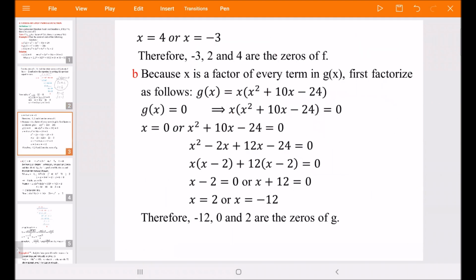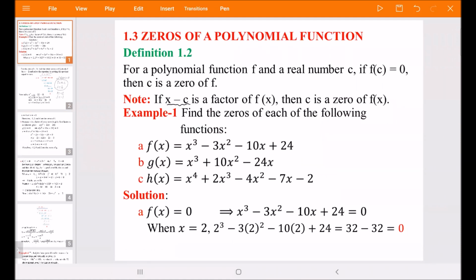So if this is your question, let us pass it to the next example. The example in B is, again, a degree 3 polynomial: g of x is equal to x cubed plus 10x squared minus 24x. Again, I will advise you, whenever you are trying to find the zeros of a given polynomial, if x is a factor of every term, don't directly try to find the zeros of the polynomial. Rather, factorize g of x as follows.